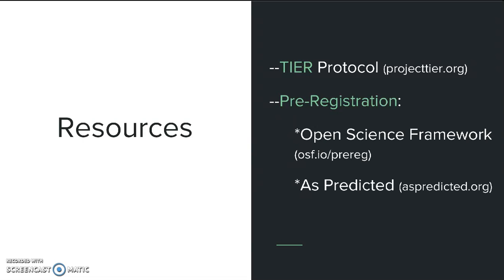So, I mentioned a couple of resources that I would like to share with you in more detail. First off, the TIER protocol located on projecttier.org is a great place to start for a basic understanding of how to introduce an organizational system that will help you keep detailed notes of your entire process in such a way that you can replicate it in the future or that other researchers can choose to replicate what you've done.